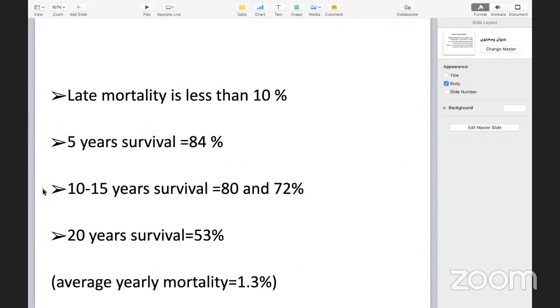The late mortality is less than 10%, and the 5-year survival is 84%. For 10 to 15 years survival, we have 80 and 72%. For the 20-year survival, it's 53%, and the average yearly mortality is 1.3%.